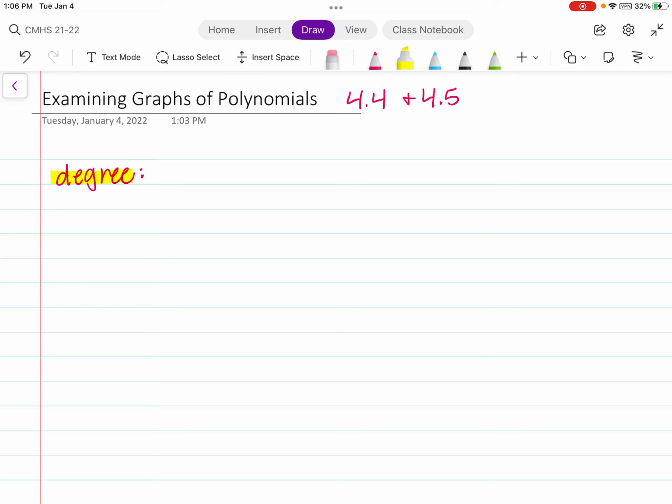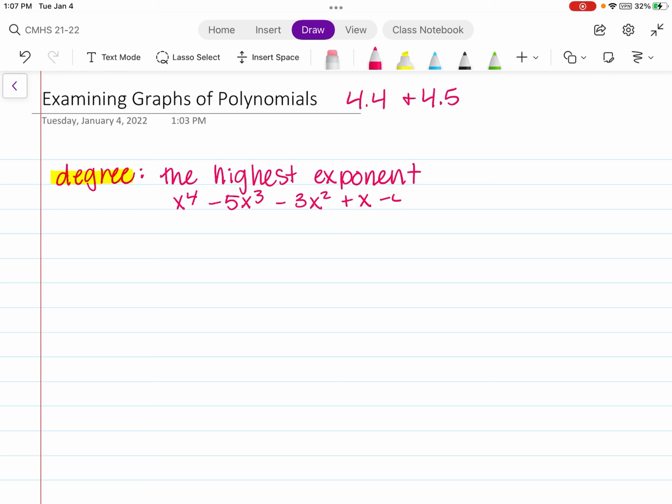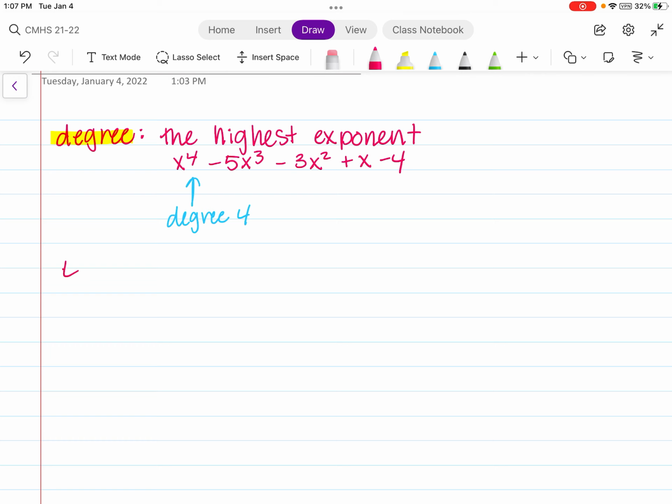We're going to define that. And it is the highest exponent. The highest exponent is the degree. So if you have something like x to the fourth minus 5x to the third minus 3x squared plus x minus 4, I don't know, something like that. The highest exponent is the 4, so the degree here is 4. The degree is just 4, not the fourth power, anything like that, just 4. So we're going to link that to end behavior, which we already know what that is. It's kind of like where the arrows are going.